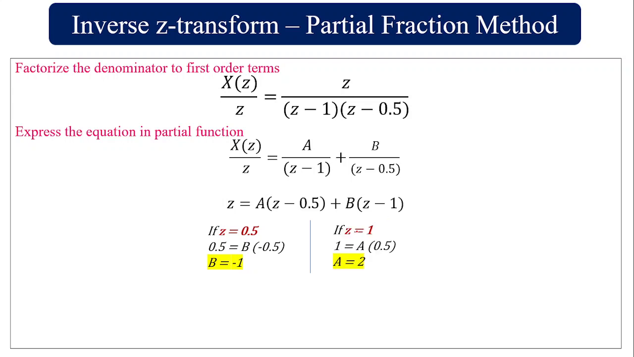So if I substitute z is equal to 1, then 1 is equal to a into (1 minus 0.5), which is 0.5. This term will become 0. So a equals 2. Now I can replace a and b in this one. So the obtained function is X(z) divided by z is equal to 2 divided by (z minus 1), and since b is equal to minus 1, minus 1 divided by (z minus 0.5).